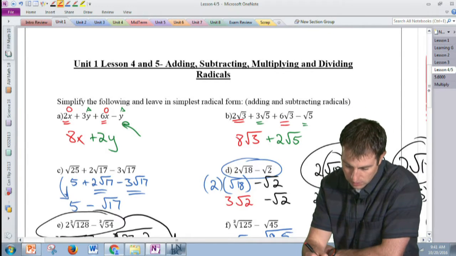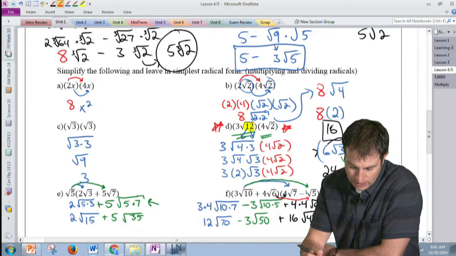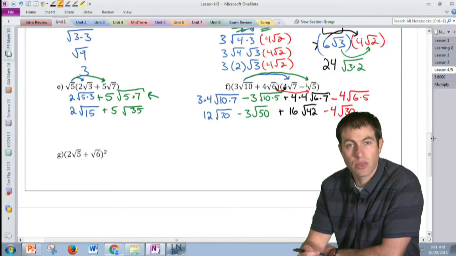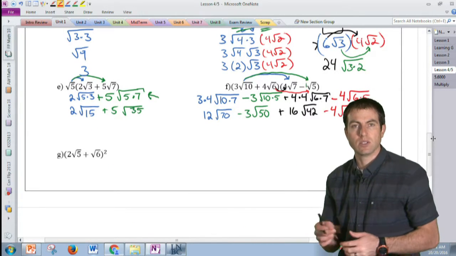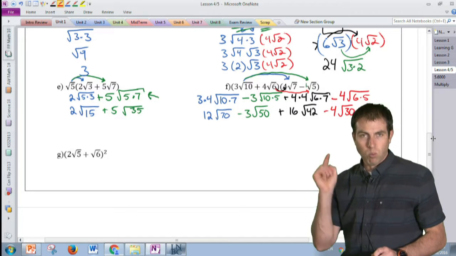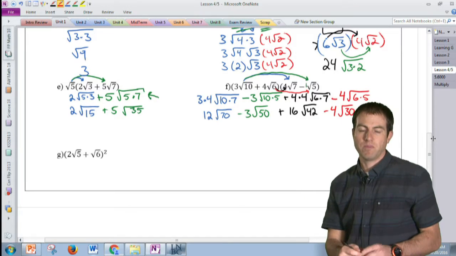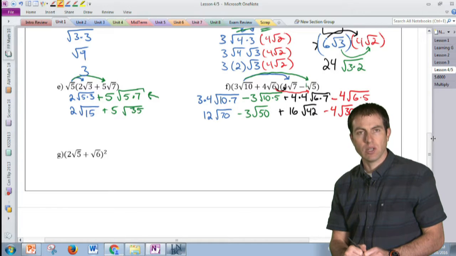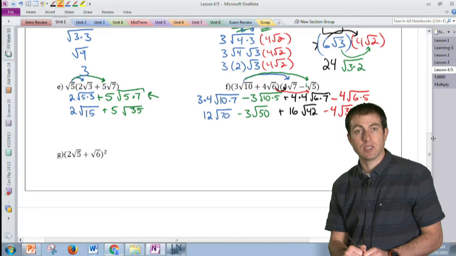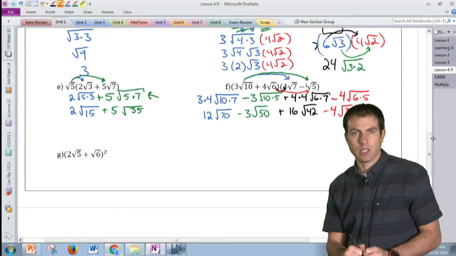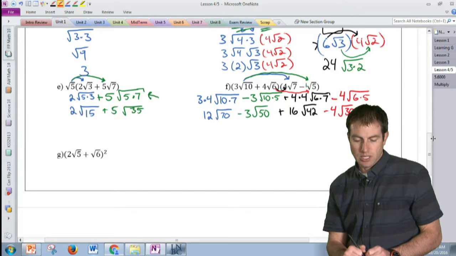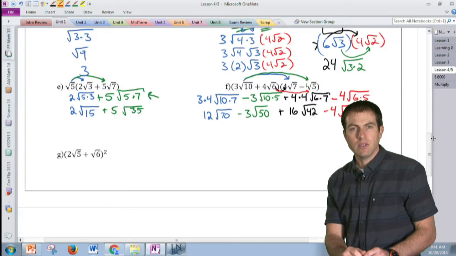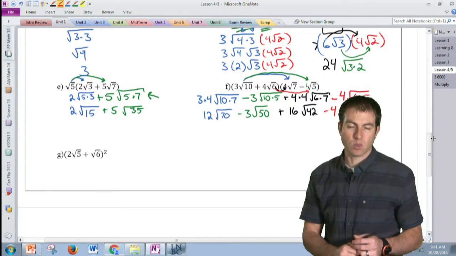So let's check our answer that we just got here. And I have a 70, a 50, a 42, and a 30. So unfortunately, I can't combine any of those together. But there's one thing that I need to do to finish this question. I'm not quite done. I need to figure out if there's anything I can do to simplify any of my radicals. So are there any perfect squares that go into any of the numbers here? So 70, 50, 42, and 30. Are any of those numbers divisible by perfect squares?